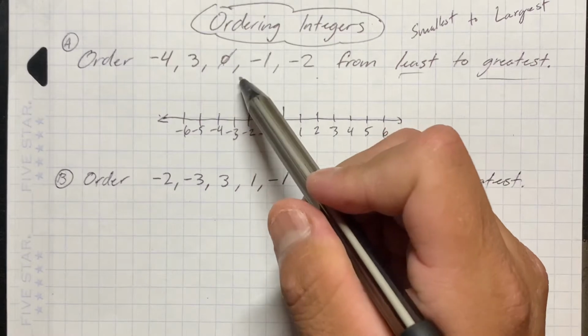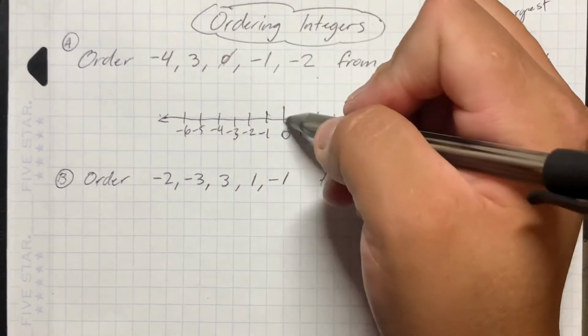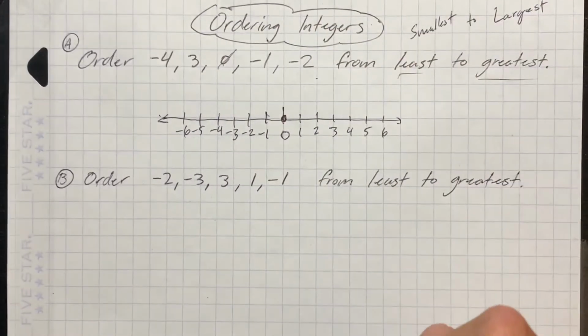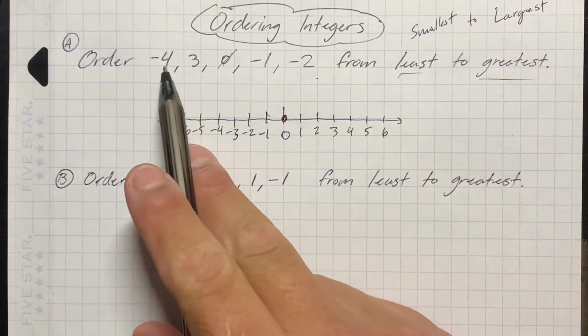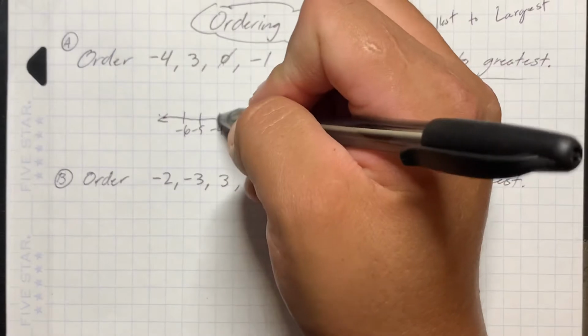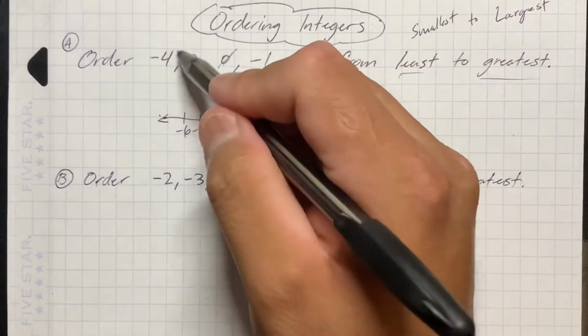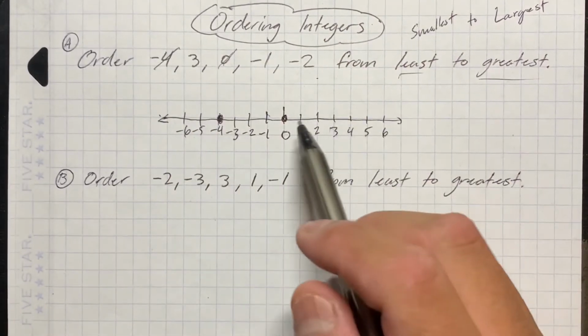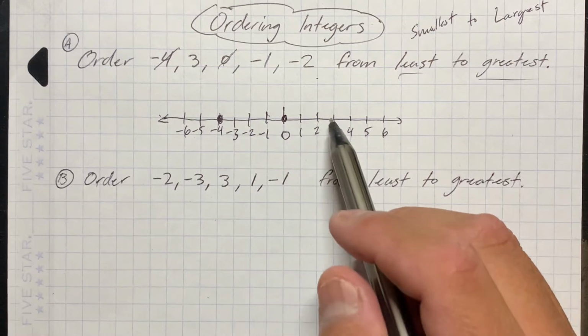So we located 0 on our number line, and that's our origin. So I'm going to plot that there. And then we have -4. Start from your origin, locate -4, and it's right here. And then we want to go ahead and locate +3. Start from your origin, look for +3. There it is.